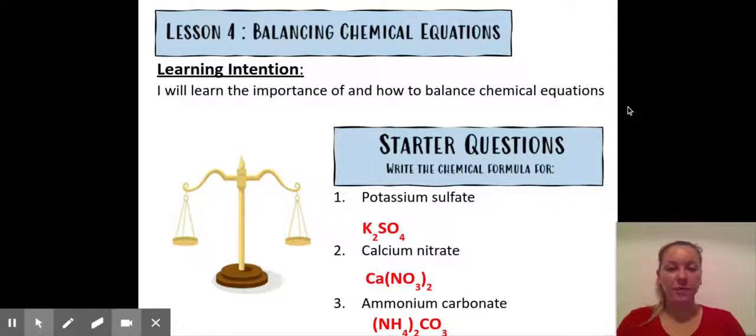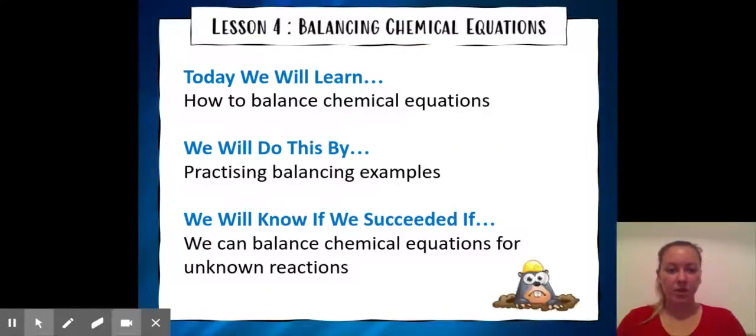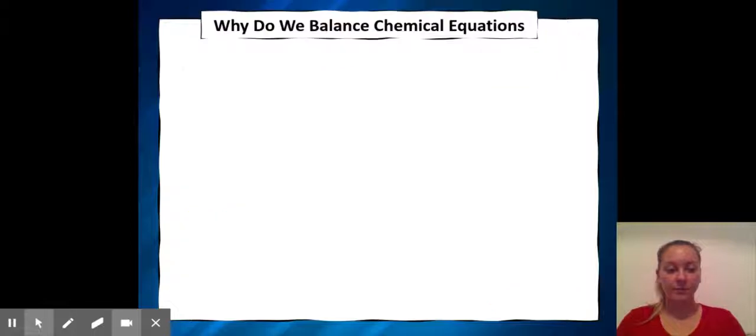Writing chemical formula is really important because if we can't write chemical formula, then it's going to be difficult to balance equations if we don't get the formulas right. So what we're going to do is we're going to learn how to balance chemical equations by practicing lots of different examples. And what we want to be able to do at the end is balance any chemical equation that we are given.